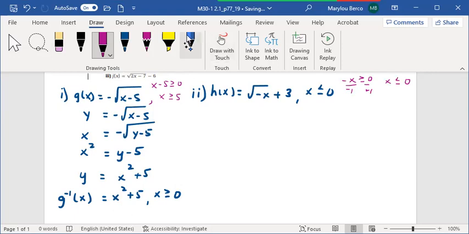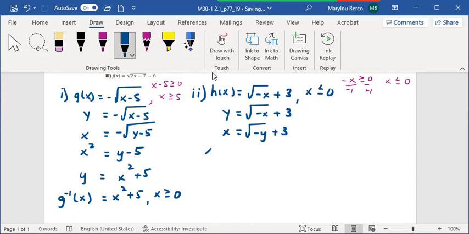Okay, so let's take a look at the inverse, and we just have y = √(-x + 3). x = √(-y + 3). x - 3 = -√(-y)... squaring both sides, (x - 3)² = -y. y = -(x - 3)².